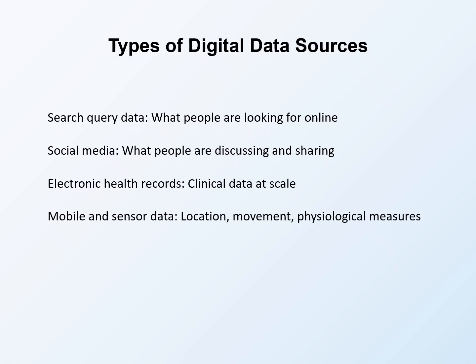Electronic health records, while technically within the health system, provide digital data at unprecedented scale. Real-time syndromic surveillance from emergency department visits can detect outbreaks faster than traditional reporting, and mobile and sensor data from phones and wearables captures location, movement patterns, even physiological measures. Each source has different strengths and limitations, and different ethical considerations.